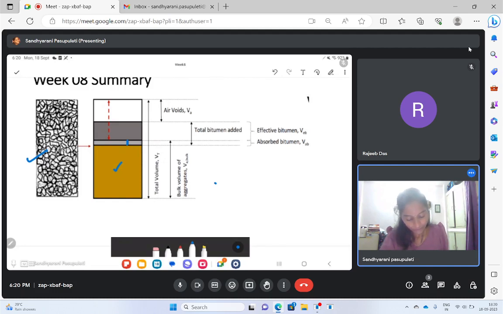After getting absorbed, whatever bitumen remains will be on the surface of the aggregate, and we call that effective bitumen. After that also being covered over the surface, whatever air voids are left, we call them air voids. So the total bitumen is the combination of effective bitumen plus the absorbed bitumen, and this aggregate volume all together is called the total volume.